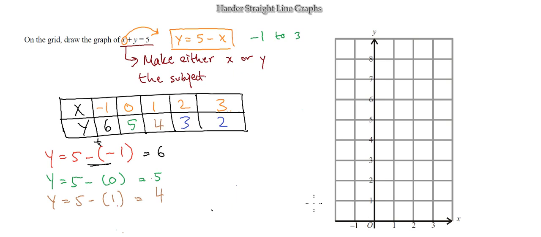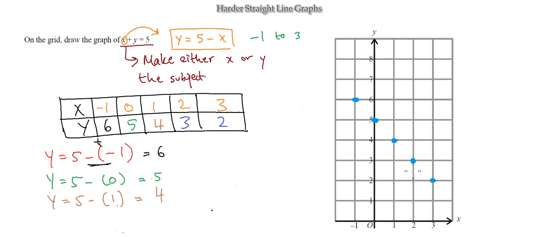So x is -1, y is 6. That's my first one. Let's use another color. All right. So the next one, 0 and 5. Right there. 1 and 4. And we have 2 and 3. And the last one, 3 and 2.